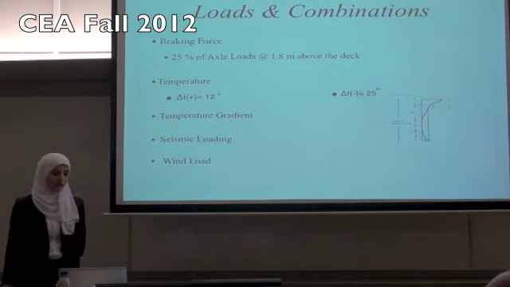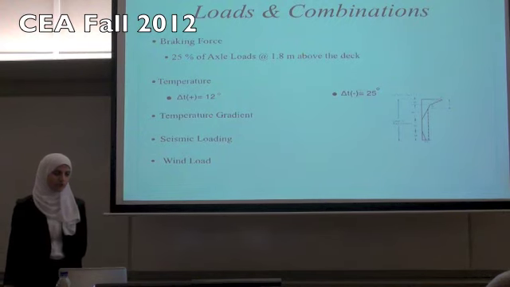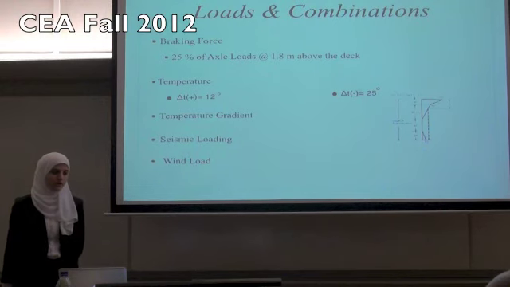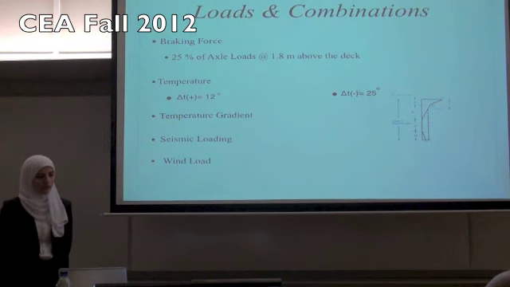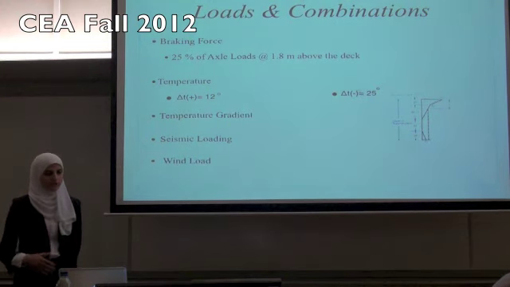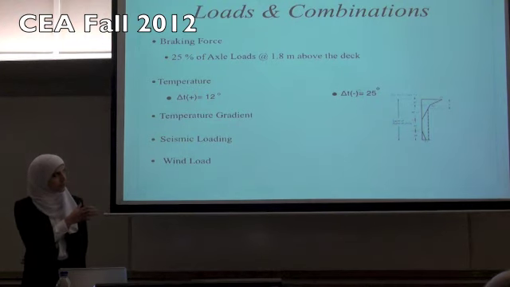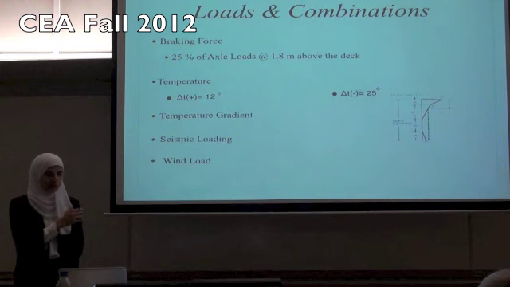For temperature, we have two types of temperature, either uniform temperature or temperature gradient. For the uniform temperature, it's the temperature changing uniformly with the superstructure. However, in temperature gradient, as you can see here in the picture, it changes non-uniformly. As you can see at the top, it changes rapidly more than at the bottom because of the wind and because of the sun and the weather.